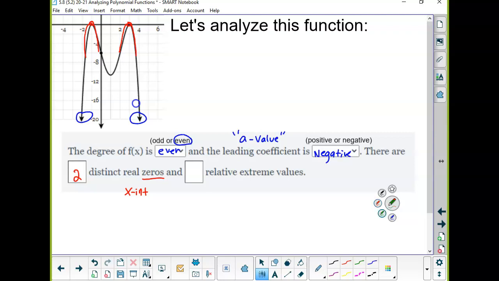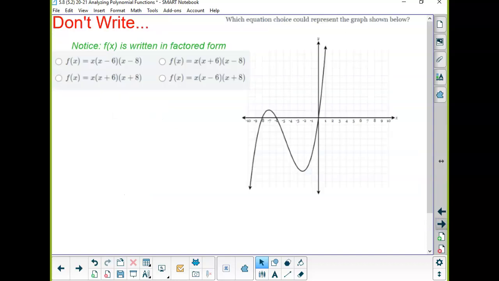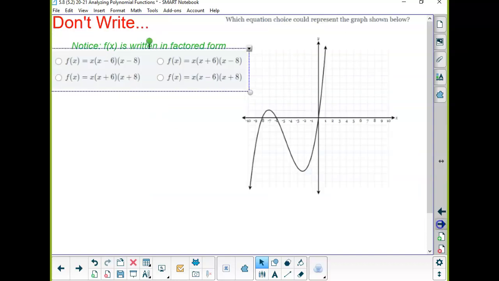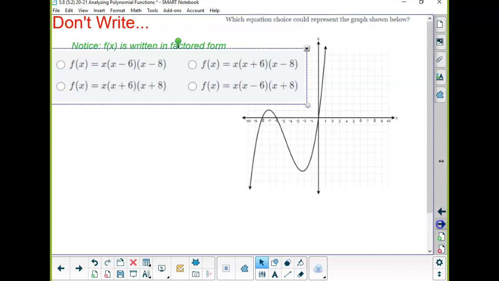And then how many relative extremas are there? 3, right? Because what are they? There's maxes and minimums. And that's all that first part is going to have you do, right? So just taking our knowledge, analyzing the function. The cool thing is we did all of this without an equation and just by looking at the graph.